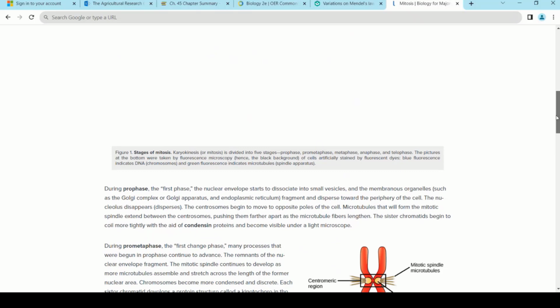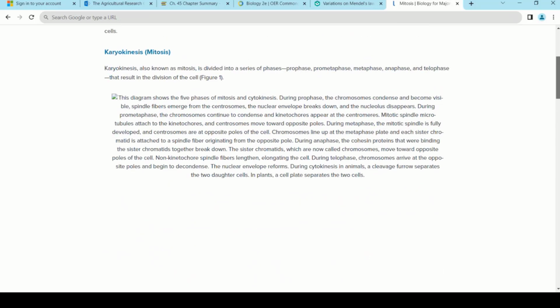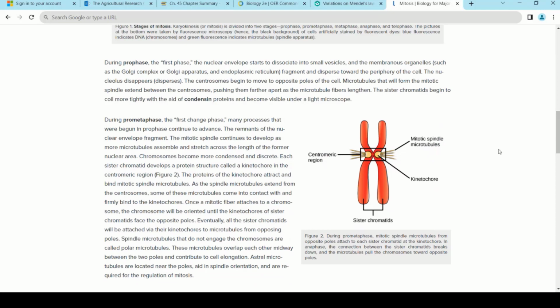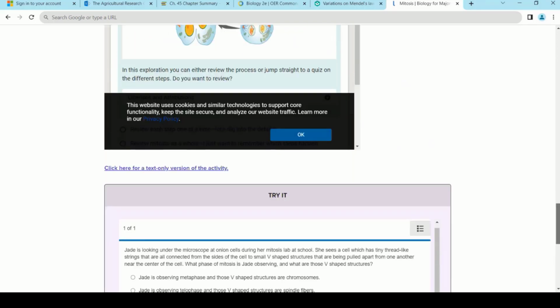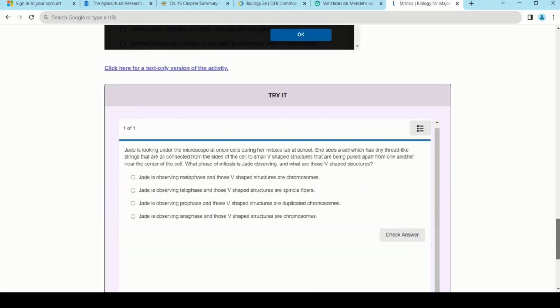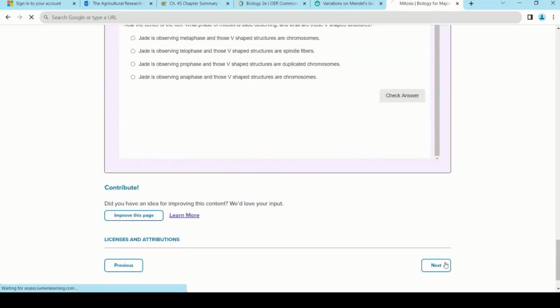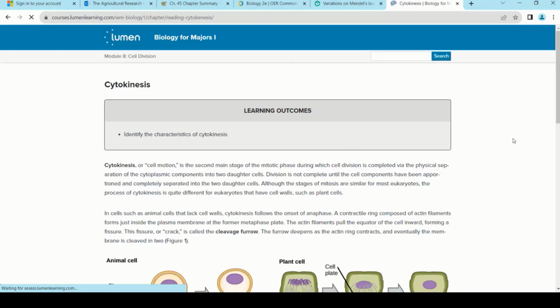Stages of mitosis. There are notes that I just shared with you, which we did last week or the week before, where we talked about mitosis being divided into stages: prophase, metaphase, anaphase, telophase. The pictures at the bottom are taken by microscopy. Don't worry about that, and you don't need to worry about this diagram. Mitosis is an incredible process with precise steps and regulation. Without mitosis, life would be impossible. However, the process can seem a bit complex. In those notes you are also going to have to differentiate between mitosis and meiosis. We're not going to dwell on these examples here, as they don't provide the substance of what you need to know.